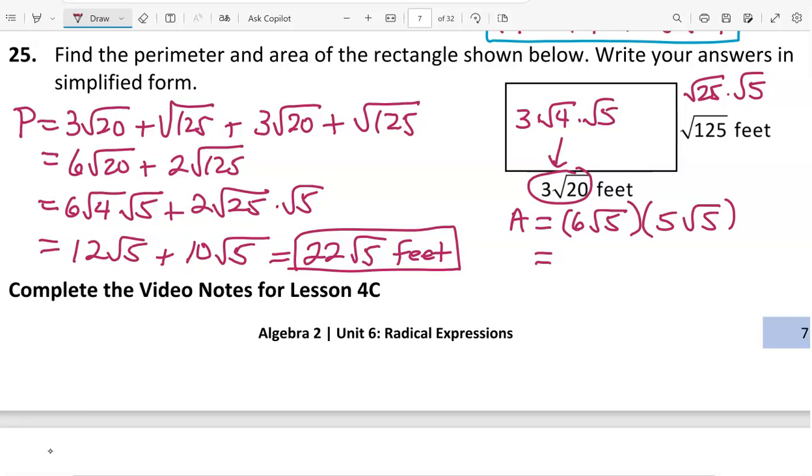Don't really pay attention to the parentheses. Don't think that you need to FOIL because that's for a binomial times a binomial. This is really just 4 things being multiplied together. And when you multiply, you can multiply in any order. 6 times 5 is 30. The square root of 5 times the square root of 5 is the square root of 25. So now we have 30 times 5, which is 150. And of course, the units of area would be square feet.